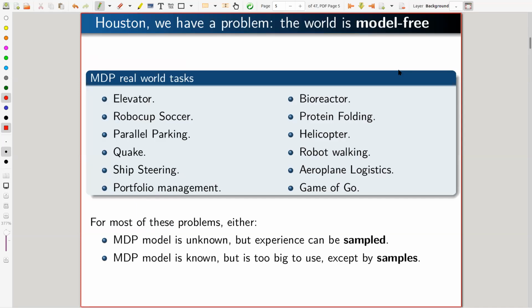Well, I have bad news. Every problem in the world is model-free. If you think of real-world tasks, here I listed several of them. All these tasks are characterized by the fact that you don't have the model, but usually you can sample experience.